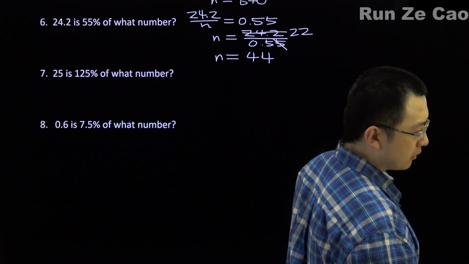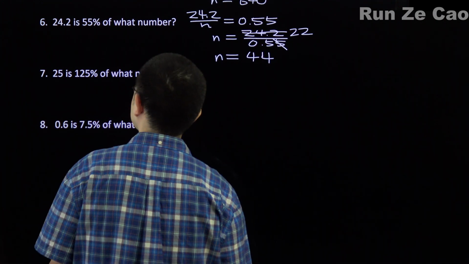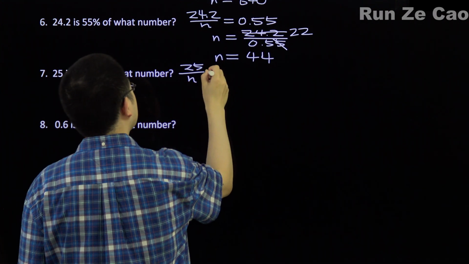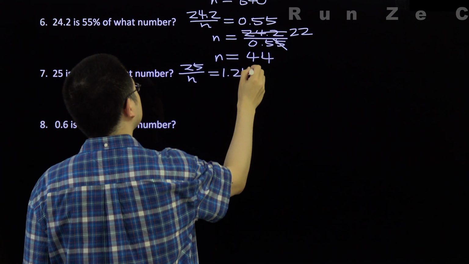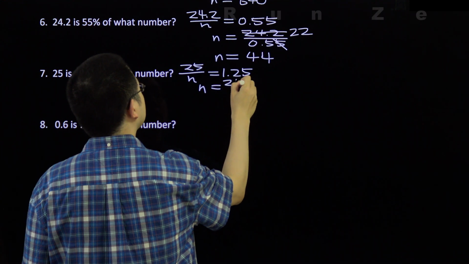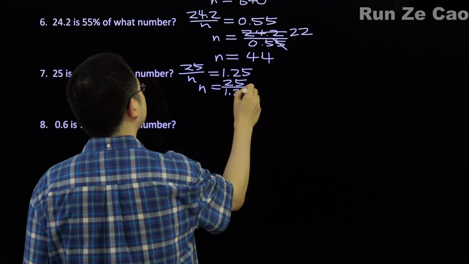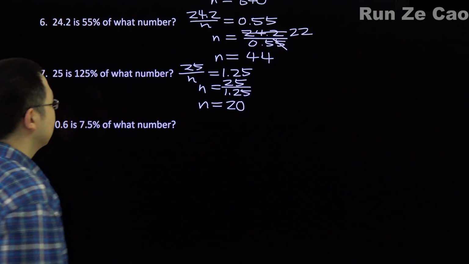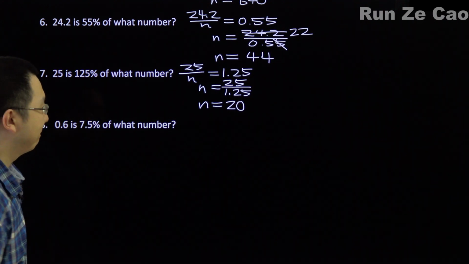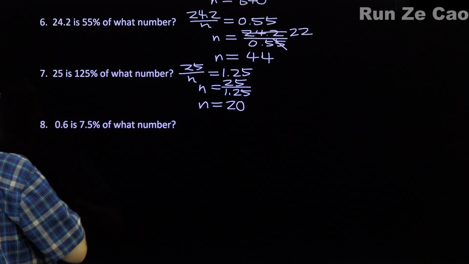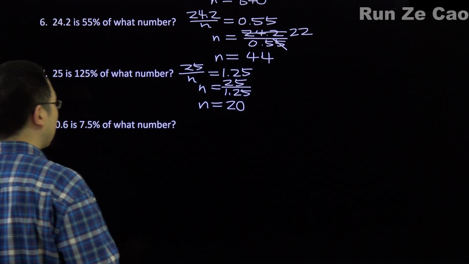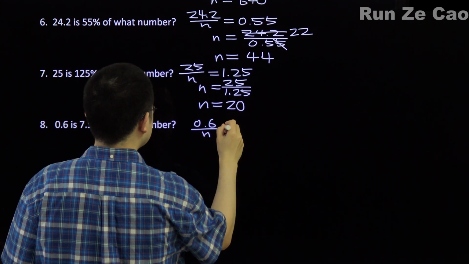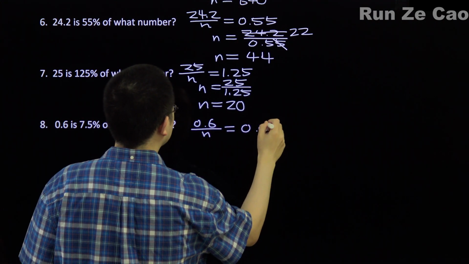25 is 125% of what number? Bruh. 25 over n is equal to 1.25. N is equal to 25 over 1.25, which is equal to 20. Yeah, that was quick. So 0.6 is 7.5% of what number? Oh, 0.6 over n is equal to 0.075.